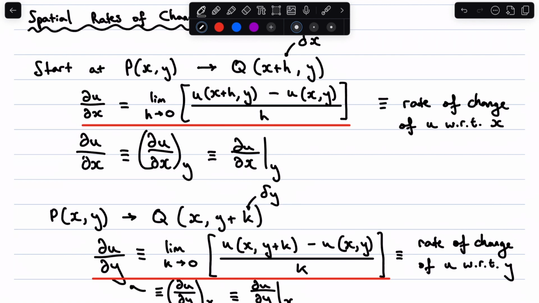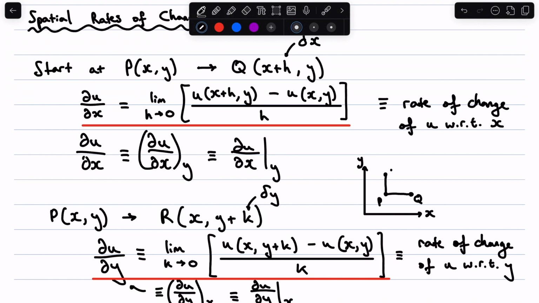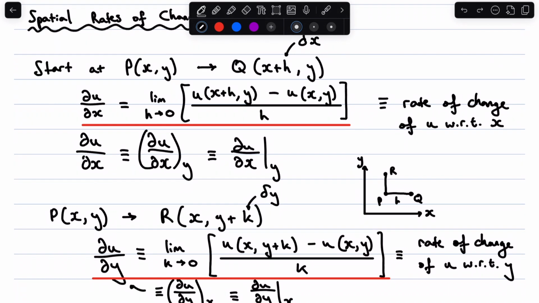I just wanted to make clear that this Q here and this Q here are not the same point. One is moved in the x direction, one is moved in the y direction. So to perhaps make that more clear, I'm renaming the second one as R. So if we had this on some plot where this direction is x and this is y, we'll have our point P here, and then when we move in the x direction, we'll get to our point Q. When we move in the y direction, we'll get to our point R. And each of these distances is going to be h and k, which is delta x and delta y respectively.